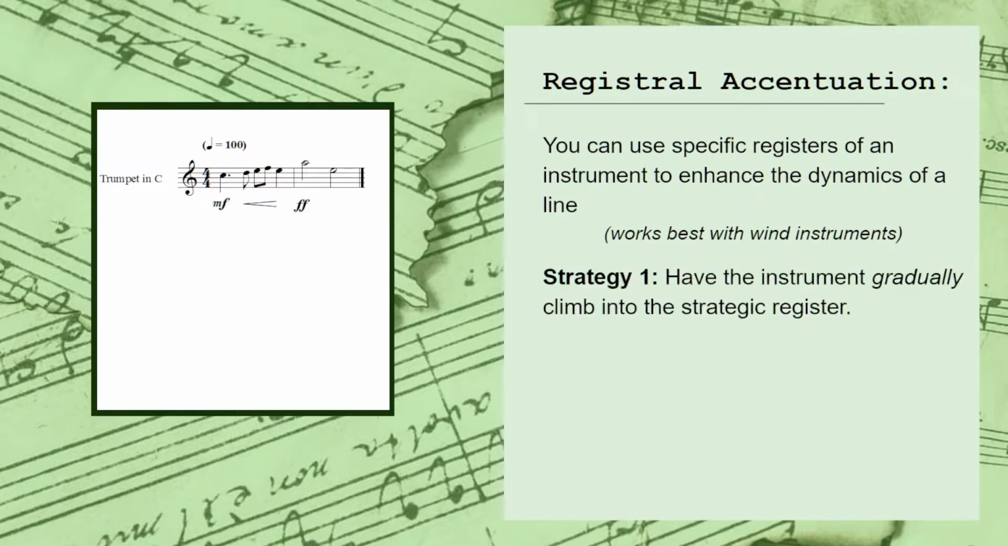The first is to have an instrument gradually climb into the strategic register. For example, you could have a trumpet player start comfortably in their middle register, while performing a line that moves gradually higher and higher. As the trumpet begins to approach its upper register, its sound will become more intense and bright, contributing to a strategic and gradual increase in dynamic level and intensity for your music.